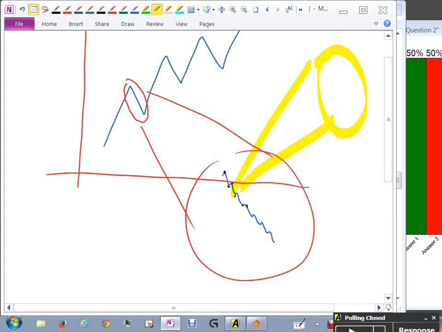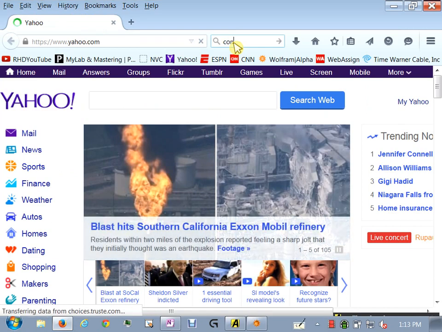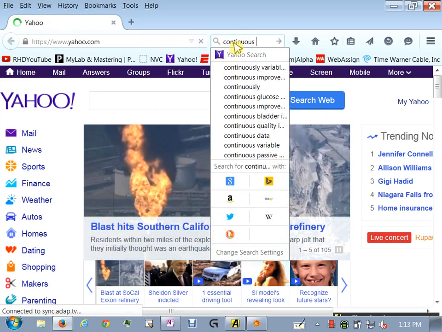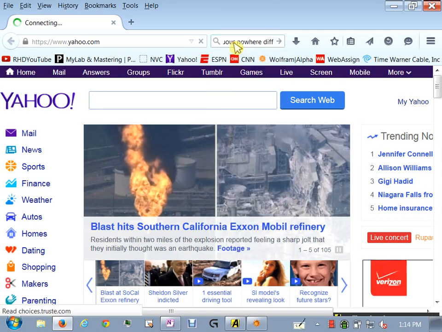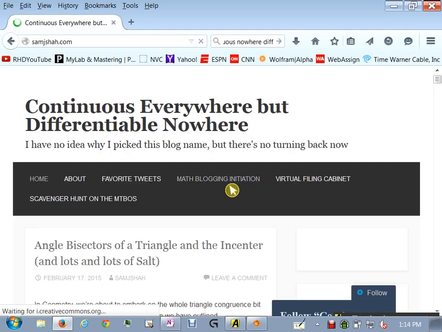So I won't tell you what it's called. I'll let you go look it up. If you look at the actual function, well, you know what? We have the internet. Let's just do it right now, because this is what you would do at home. So I would type in here a continuous, nowhere differentiable function. Let's see. Just the first thing that comes up.